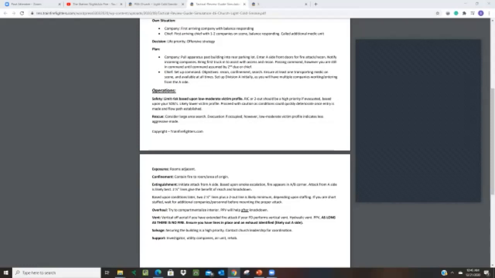So in this case, the maintenance guy who has the van comes up and says, "I'm the only one here. I was doing some welding and I started a fire. The curtains are on fire and I put it out, but I'm not sure if it's all the way out." That's a low victim profile.